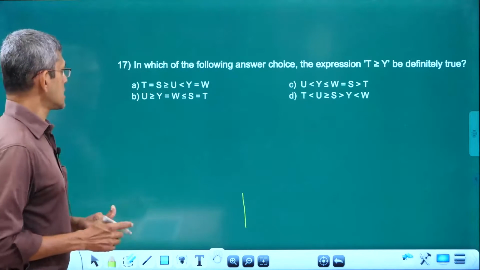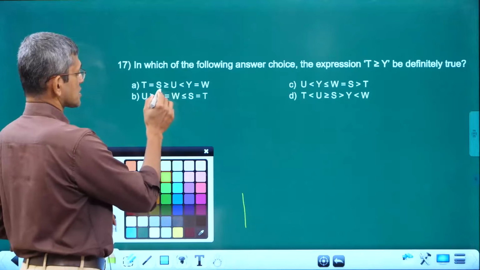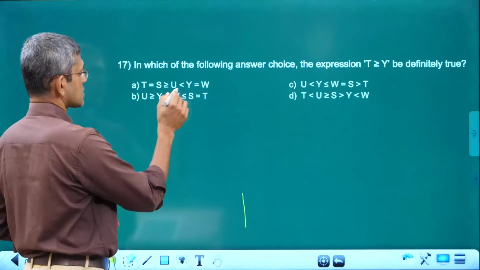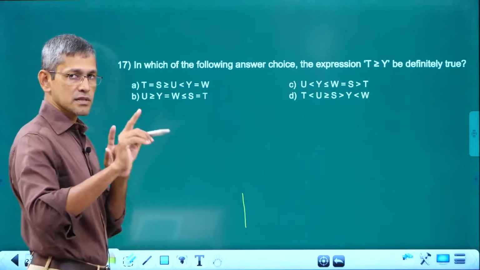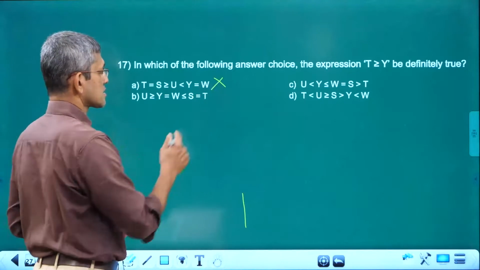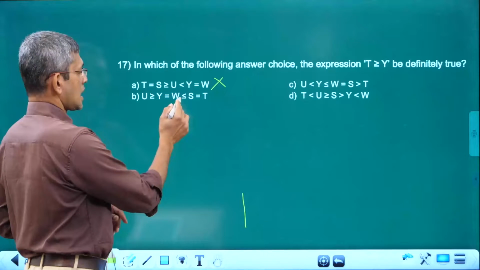First one, t is here. In between t and y, what are the symbols we have? Greater than or equal to and less than. So greater than and less than. Greater than or equal to, less than, contradictory symbols. Cannot be the answer.